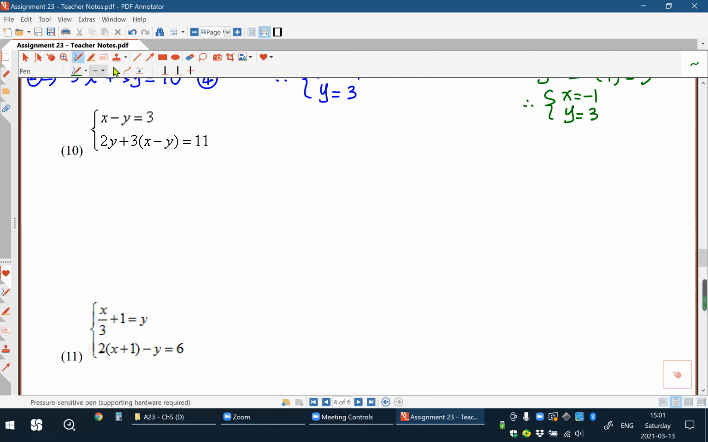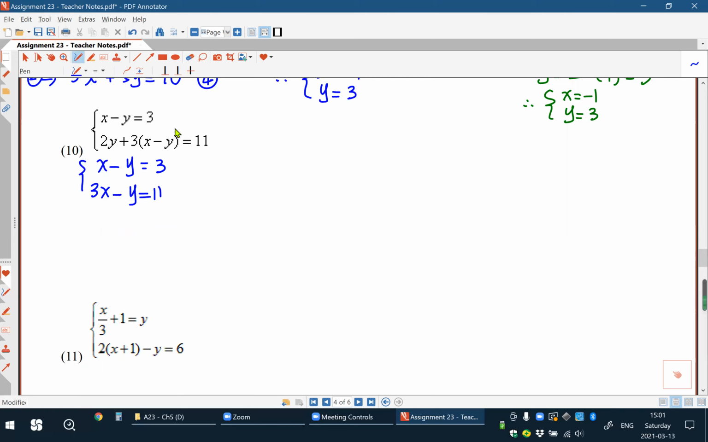Okay, first, let's reorganize the equation because the second equation is not in its simplest form, right? So let's reorganize the equation here. x minus y is 3. 3x plus 2y equals... sorry, it should be minus y, right? 2y minus 3y is minus y, is 11, right?